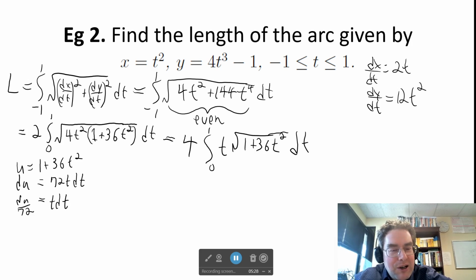If we go the route of changing our variables all the way, let's do it that way again. You have some options here, but we'll stick with that tactic. So when t equals 0, u will equal 1.